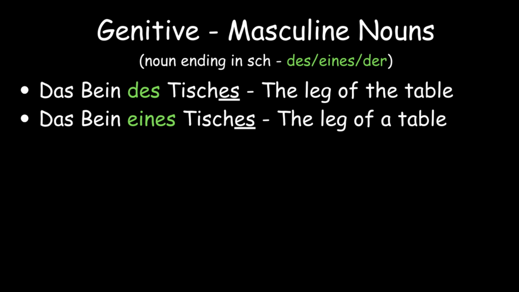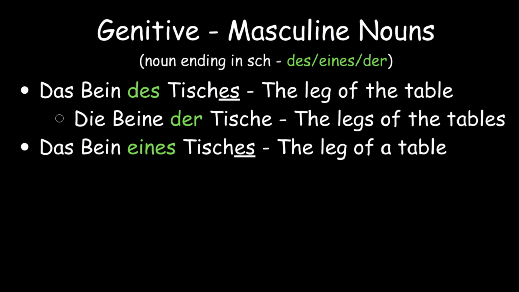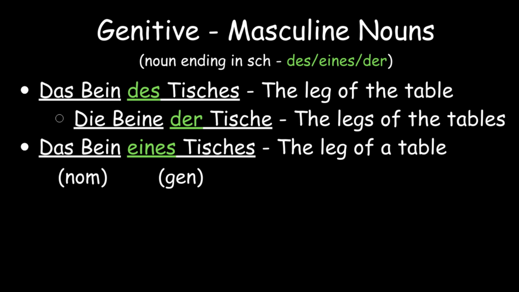Here, we have a noun ending in sh. Das Bein des Tisches. Das Bein eines Tisches. To pluralize it, change the articles and nouns accordingly. Die Beine der Tische. The first part is nominative, but the second is genitive, making it genitive because of the articles and noun endings. Tisch is a masculine noun that ends in ch, so it ends in s when singular.